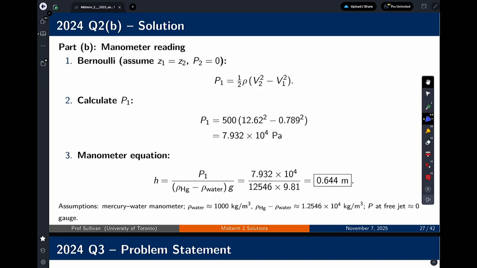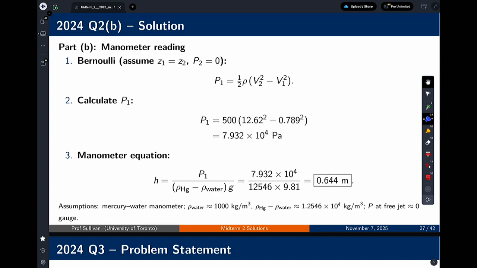P1, then divide by rho g times (rho Hg, mercury, minus rho water), and you get 0.644 meters. So mercury, water, difference in density, and the difference with respect to water, or mercury to water, is minuscule. Any questions on this one?